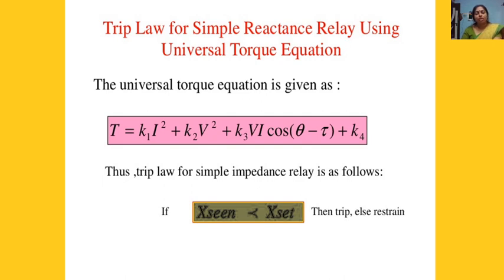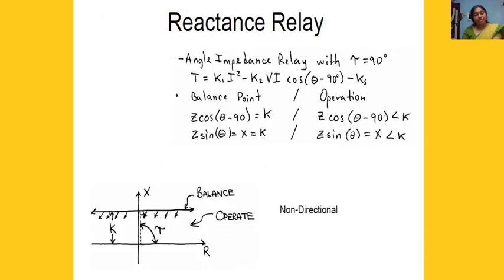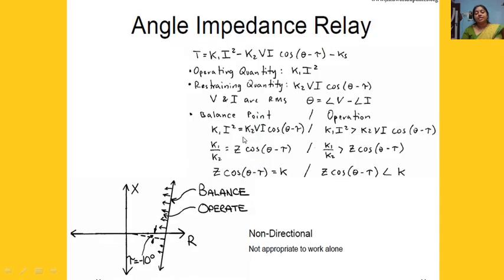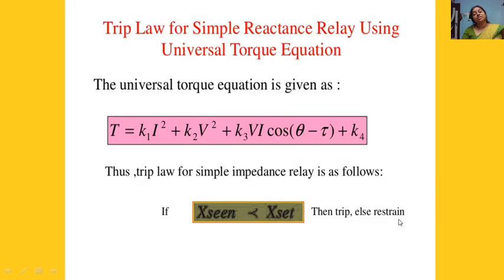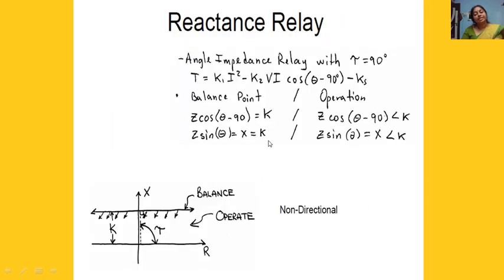In Z is equal to R plus jX, what is absent? R is absent. So reactance means that tau is equal to 90 degrees, so we have to put that here. At the balance point, Z cos of (theta minus 90) means Z sin theta is equal to X. That's why it's called a reactance relay.